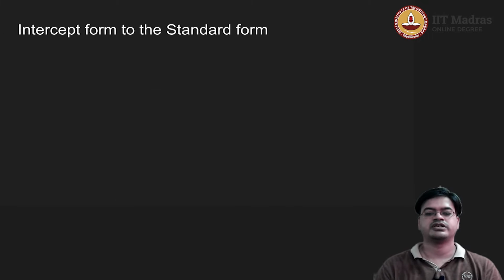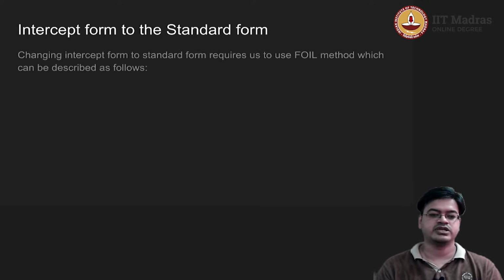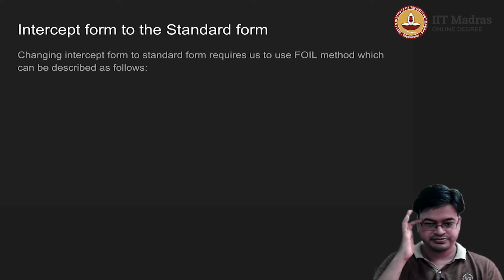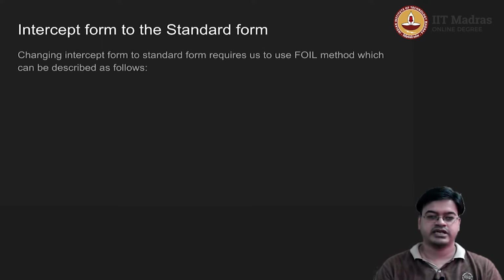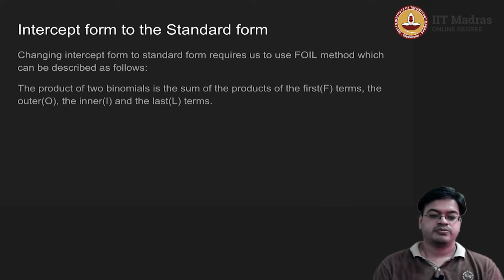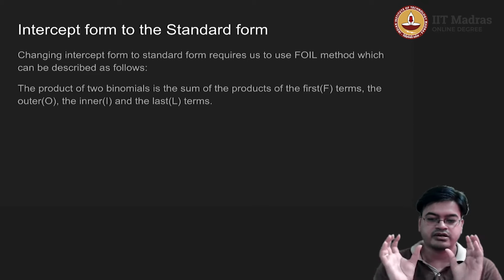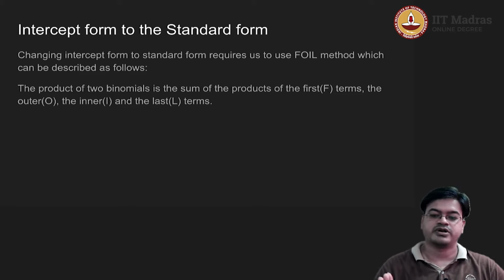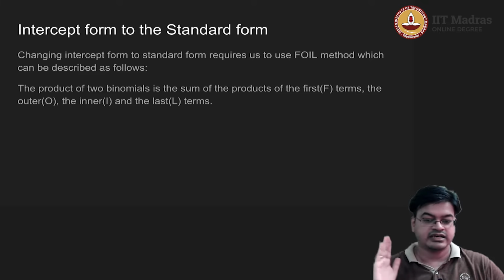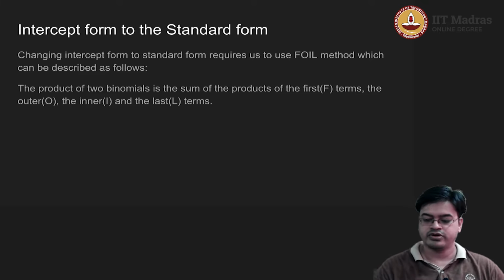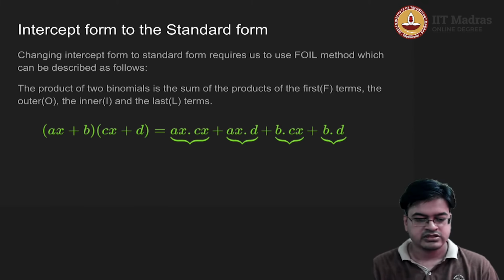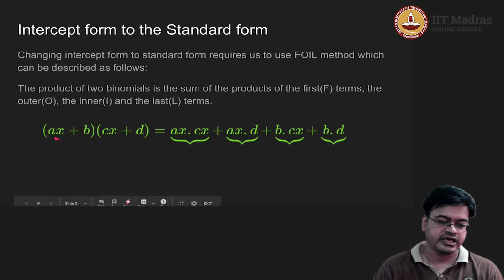The conversion from intercept form to standard form will happen using a method called the FOIL method, which is described below. The product of two binomials, as I already mentioned, x minus p and x minus q, these are the two binomials. The product of two binomials is the sum of the product of the first terms, the outer, the inner, and the last terms. Let me make it more precise by demonstrating it. Let us consider this expression, which is (ax plus b) into (cx plus d).